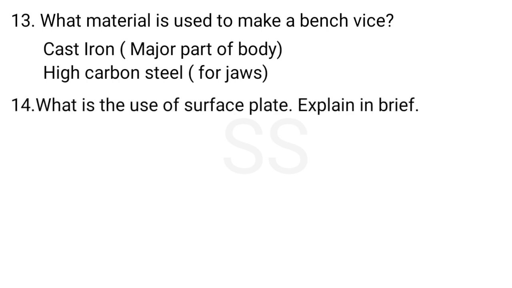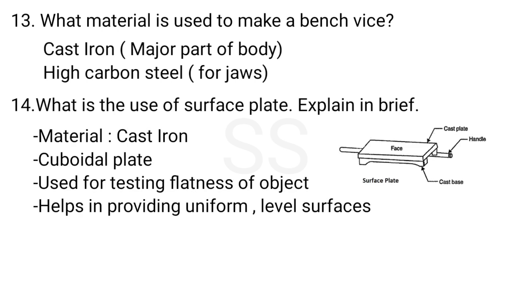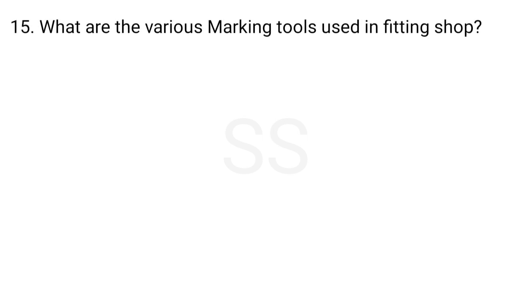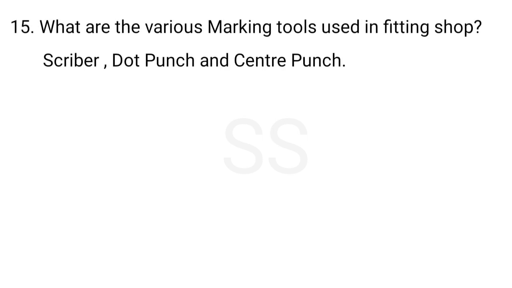What is the use of surface plate? Explain in brief. A surface plate is made up of cast iron. It is a cuboidal plate used for testing flatness of object. It helps in providing uniform, level surfaces. What are the various marking tools used in fitting shop? The various marking tools used in fitting shop are scriber, dot punch, and center punch.